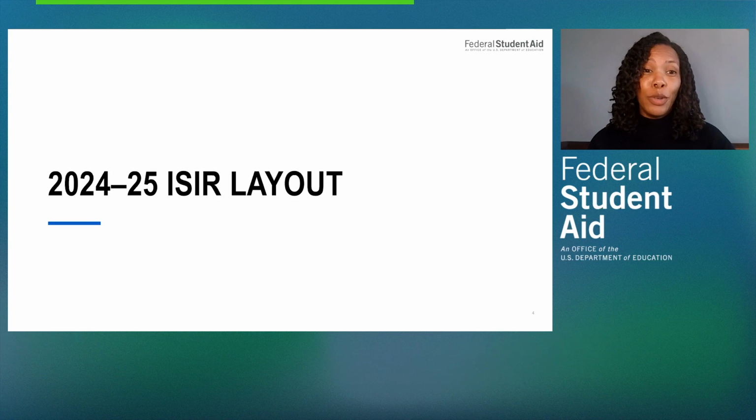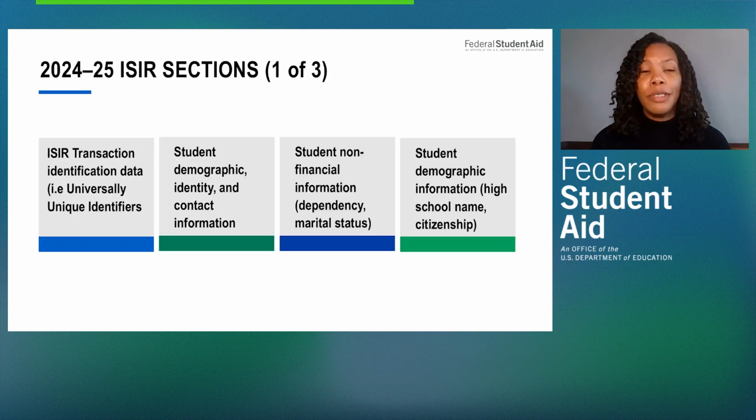So now we're getting to the ISIR layout. I'm going to go across 3 different slides to go through the different sections that are in the ISIR layout now. The first section is going to be new. We're going to have the ISIR transaction identification data, which is going to include the universally unique identifiers, or the UUIDs. There are 3 different UUIDs, and I'll get to that a little bit more later on also.